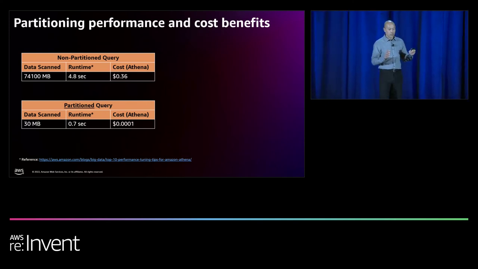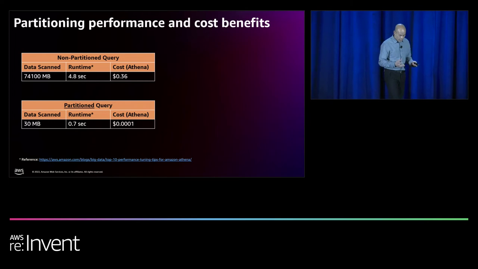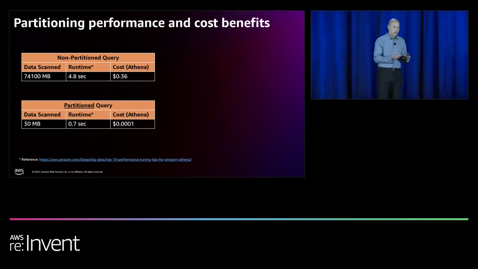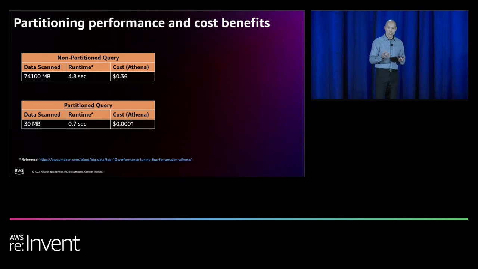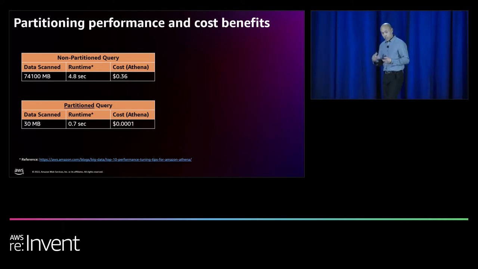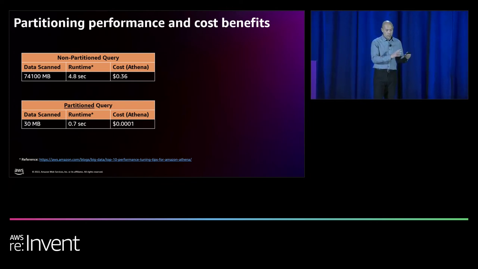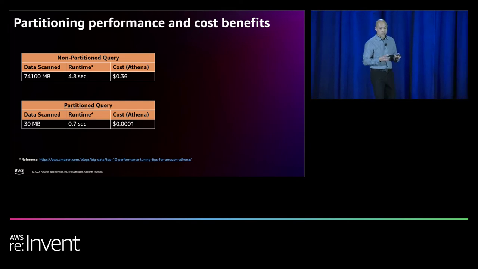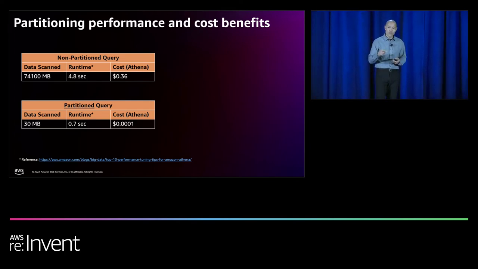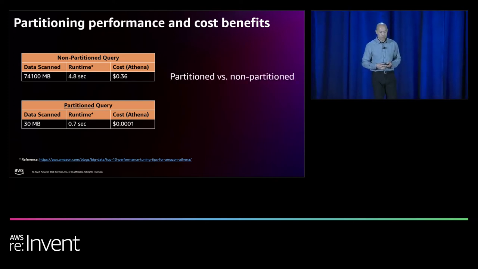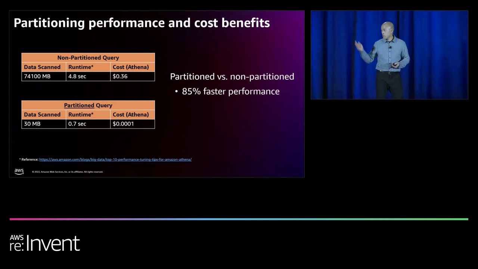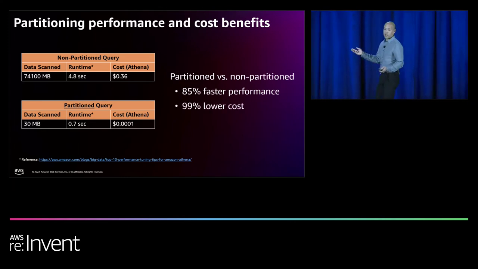Just looking at partitioning in general, looking at the performance and cost benefits. So I have an example here. If you took a non-partitioned query, and let's say you scanned 74 gig of data, the runtime was 4.8 seconds, the cost using a query engine like Athena is 36 cents. If you took that same data set and you partitioned it, you could reduce your scanned data down to 30 megabytes, you could reduce your runtime down to 0.7 seconds, and here's the kicker, you can reduce your cost by 99.99%, down to 1/100th of a cent for this particular query. So again, partitioning versus non-partitioning, 85% faster performance, 99% lower cost.